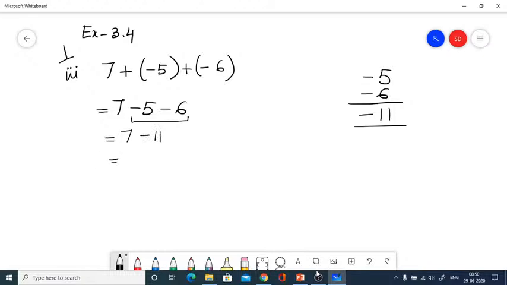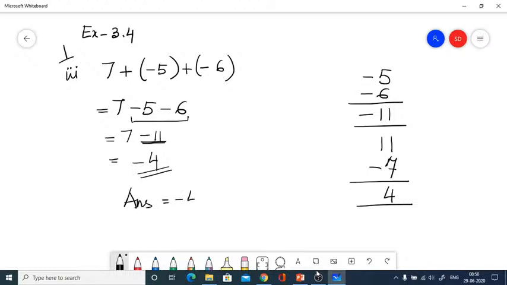Now here 7 minus 11, they are of two different signs, 1 plus 1 minus. So we will find out the difference, bigger number minus the smaller number. What is this? 4. So the resultant is 4. Now what will be the sign of the answer? See, the bigger number is negative. So greater number is negative, so the answer will be minus 4. I hope your doubt is solved.